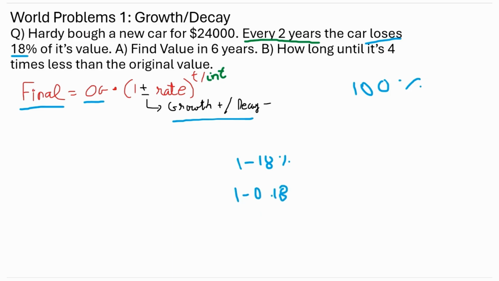Okay, and to the power of t divided by the interval. So t is the number of years, right? But if we just have t, then it's going to be to the power of 1 per year. That means per year. But we're trying to find a thing where whenever we plug in 2 for t, our answer should be 1, because every 2 years the car loses its value. So we divide by whatever the interval says right here.